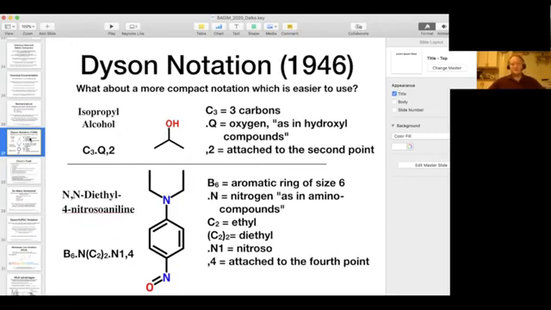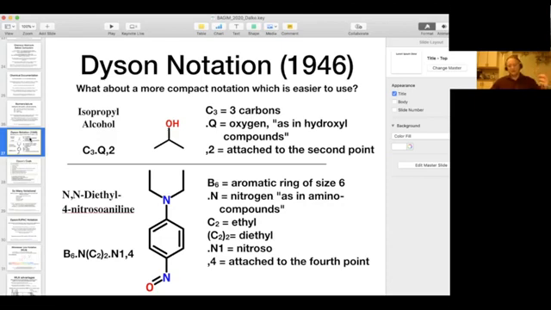In 1946, Dyson proposed an improved notation system, still based on the IUPAC approach of looking at the longest carbon chain and building on that. It was more useful, easier to use, and usable by punch card machines, among other traits. Here is an example of the Dyson notation. The C3 means there are 3 carbons, and then there's the oxygen attached to the second position.